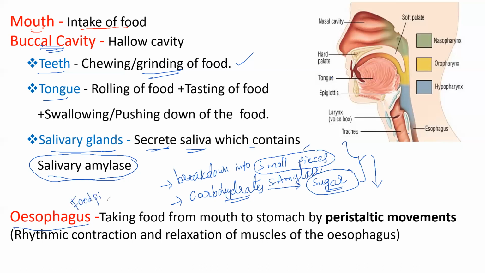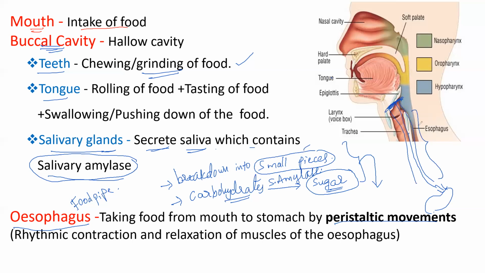The oesophagus takes food from the mouth to the stomach by peristaltic movements. Yes, a big pipe is there. Down there is the food pipe. This is going to give food to the stomach. How can the food move from the mouth or the buccal cavity to the stomach? By a long pipe-like structure called the oesophagus.